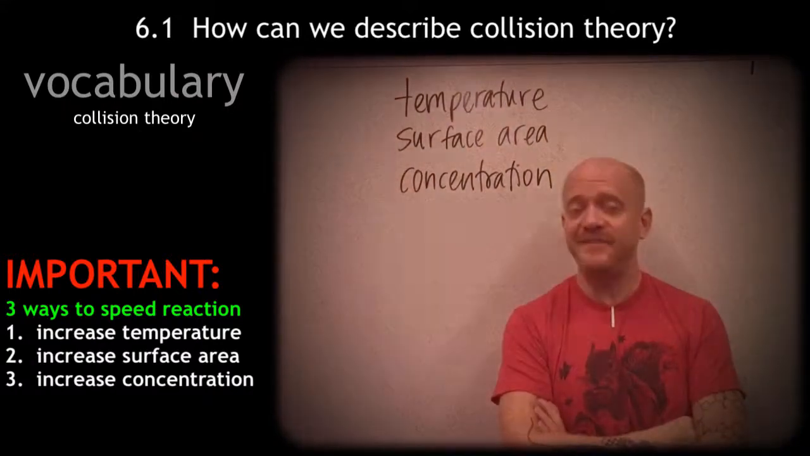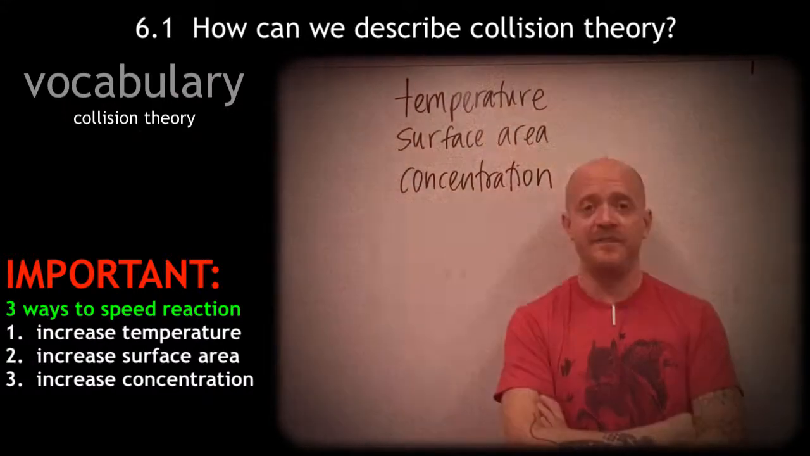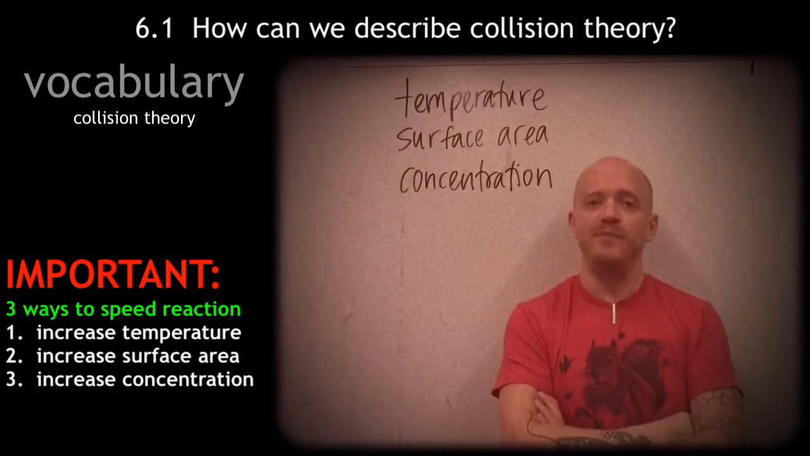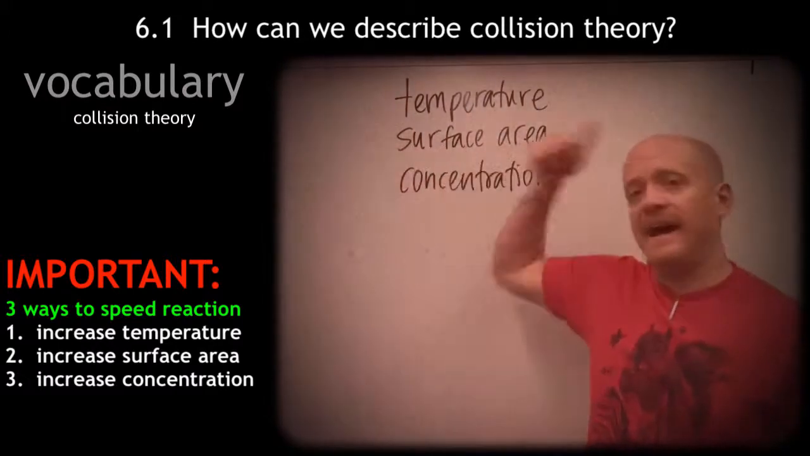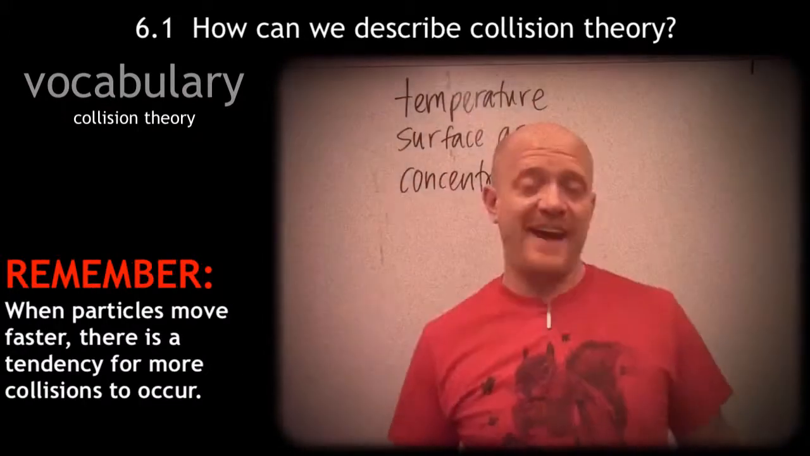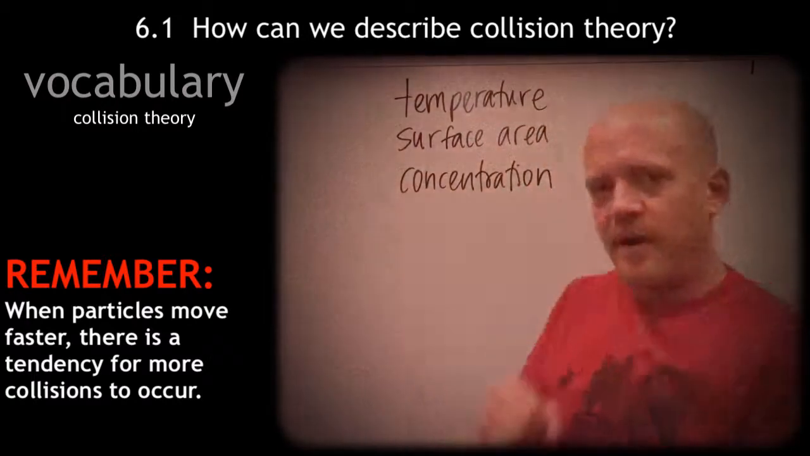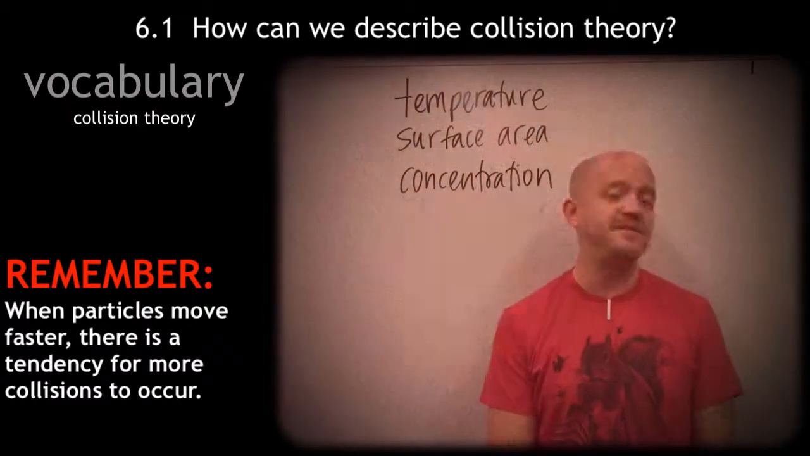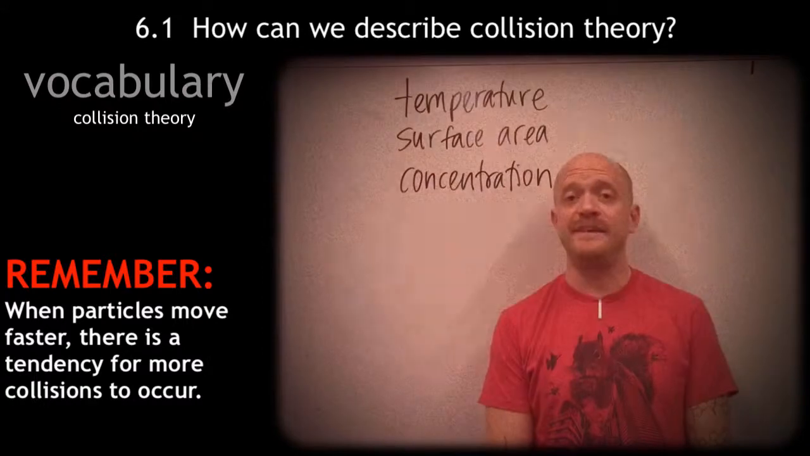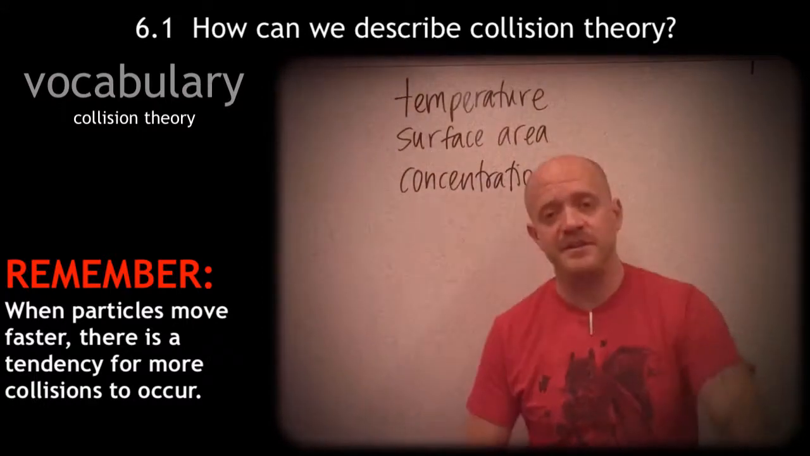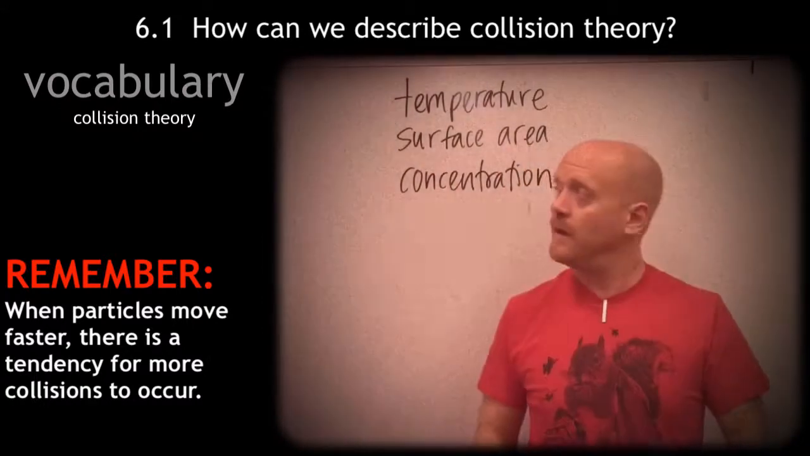Temperature is a less fancy way of saying average kinetic energy. Remember, kinetic means moving. So something with a higher temperature, the particles are moving faster. If you have a bunch of particles moving faster, the chances are much more likely that they're going to have a collision. If they have a collision, they're going to have a reaction.